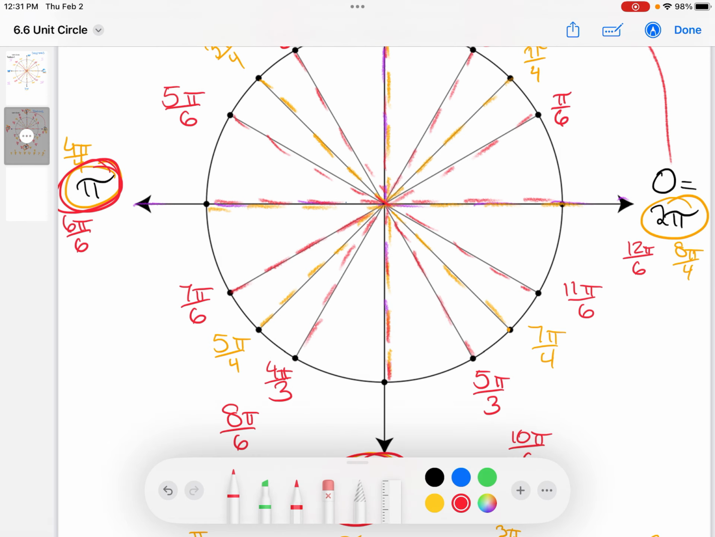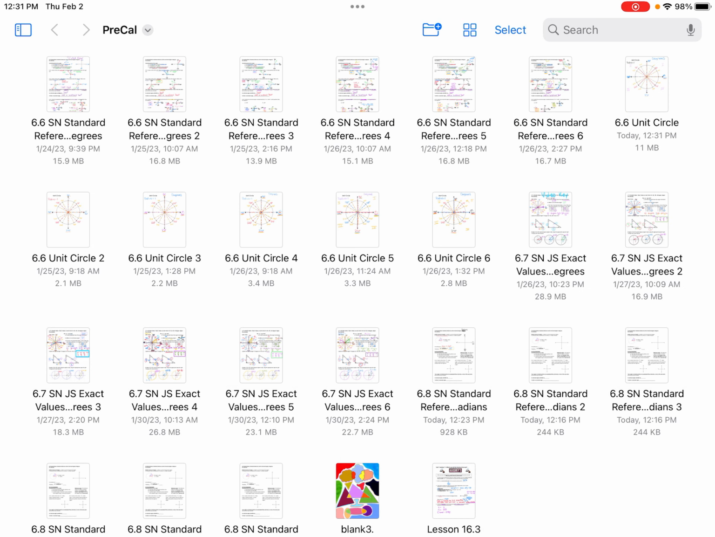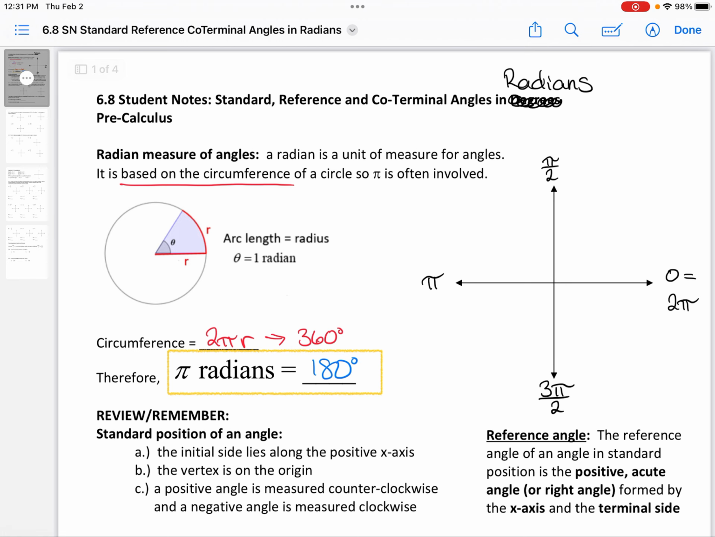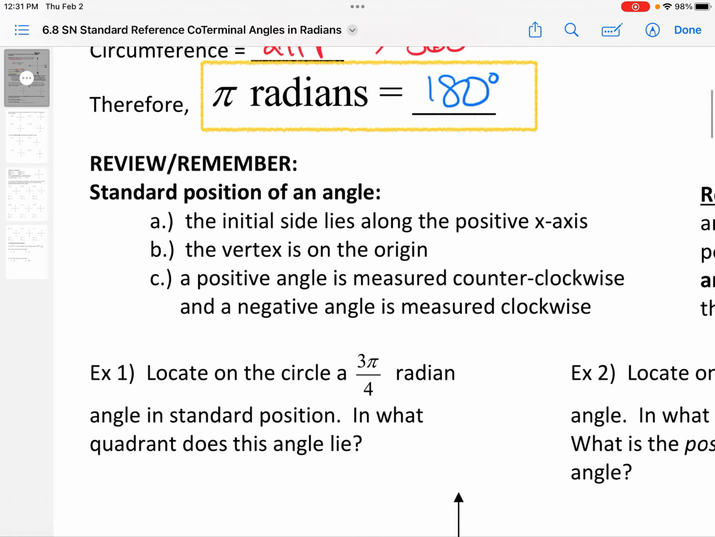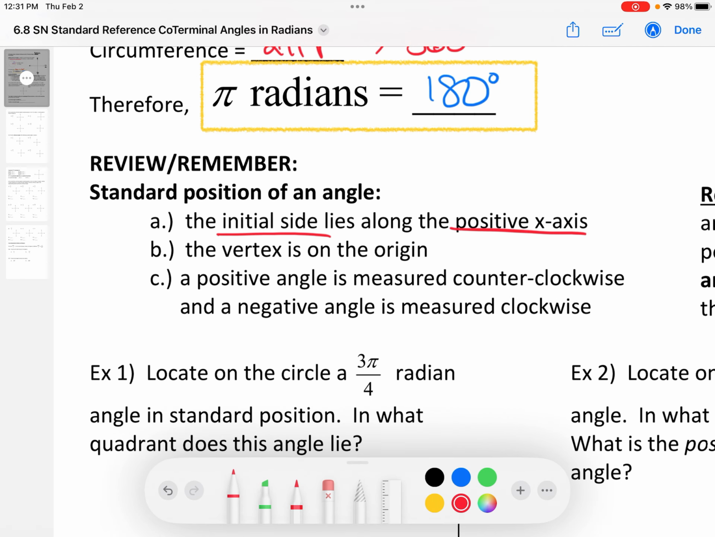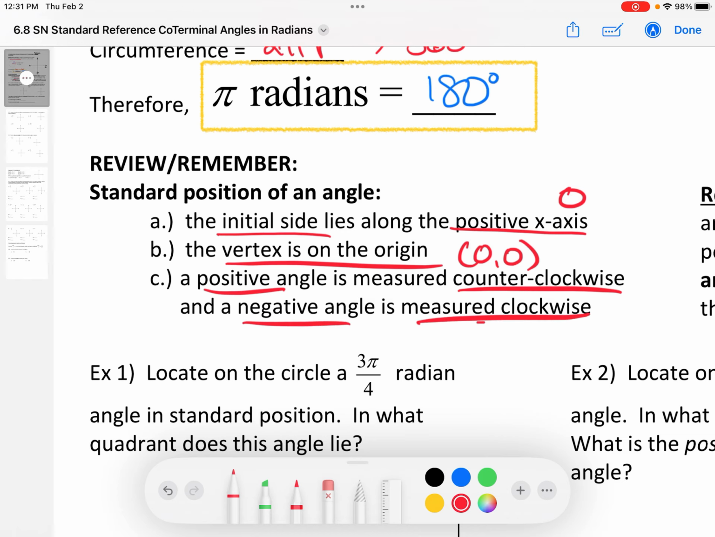Now, let's use these angles. Let's use what we just learned about radians. And let's do some standard angles and reference angles. Okay? Just like in degrees, a standard angle, the initial side is on the positive x-axis, that's at 0. The vertex is at the origin, that is still 0, 0. Positive angles are measured counterclockwise. Negative angles are measured clockwise. It's the same thing as standard angles in degrees.